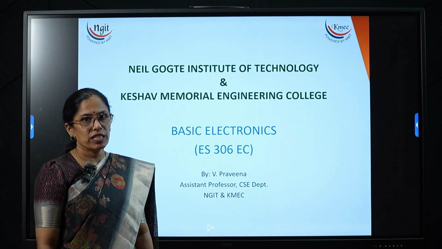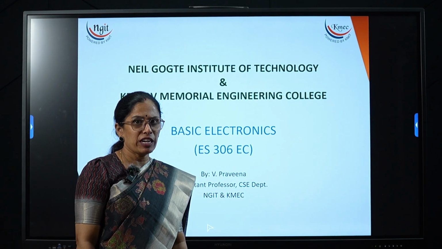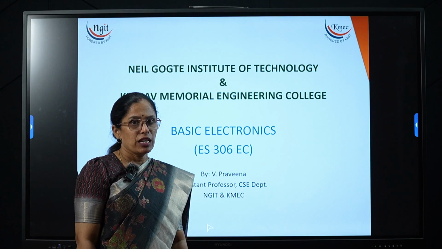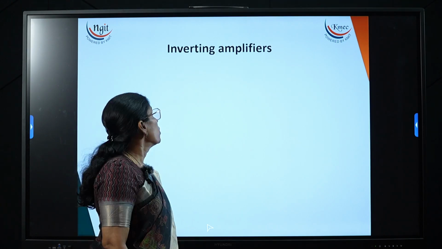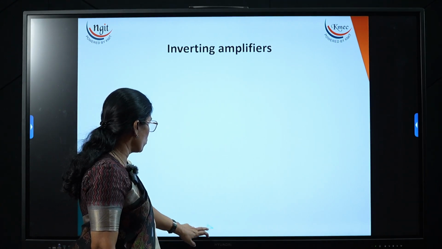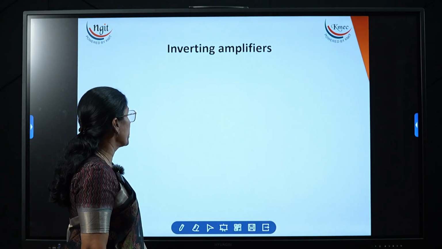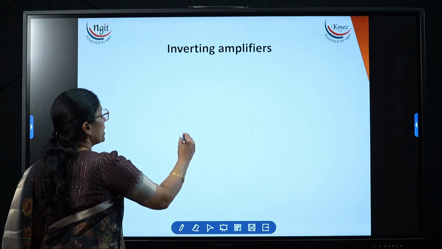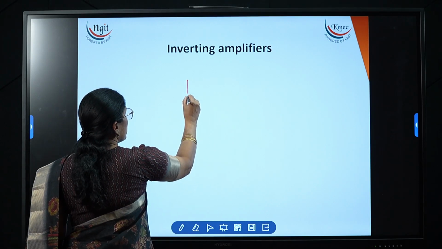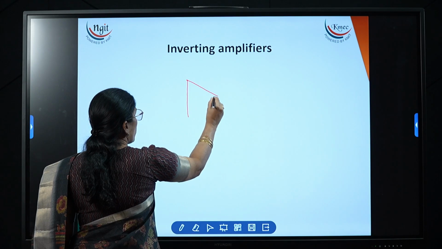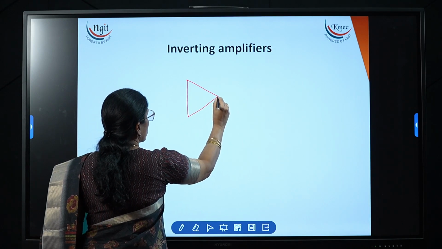Now in this lecture we see the inverting and non-inverting amplifier and we derive the expressions for the inverting and non-inverting gains. Now here the inverting amplifier. Before deriving the gain, let me explain how to draw the diagram for the inverting amplifier. Here I am taking the operational amplifier. This is the symbol. I already explained the symbol in the first lecture.